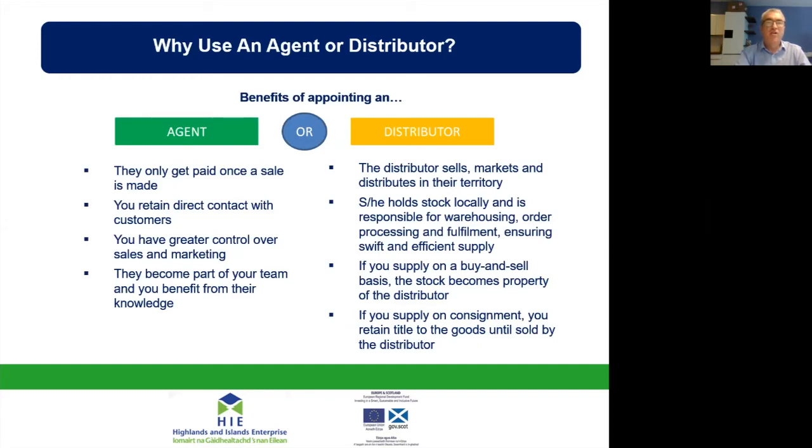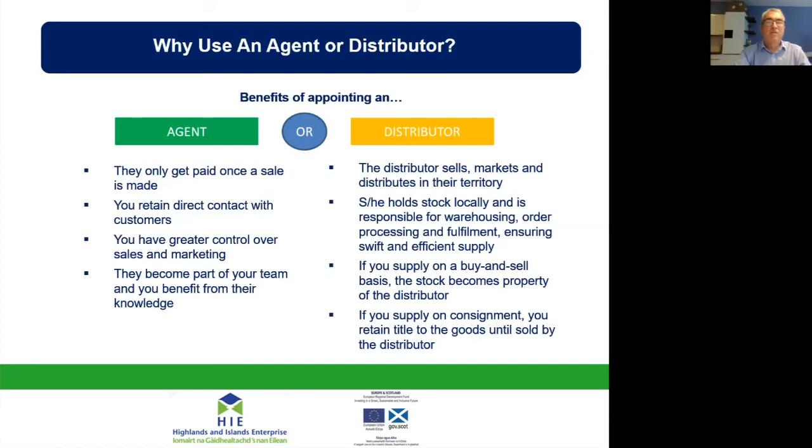So why use an agent or distributor? The benefits of using an agent are that they only get paid once a sale is made. And as we've seen before, you retain direct contact with the customers. This gives you greater control over marketing and sales. And if things are working well, an agent will actually become part of your extended team, and your company will benefit from their knowledge and experience of their international market and help you position your products most effectively.